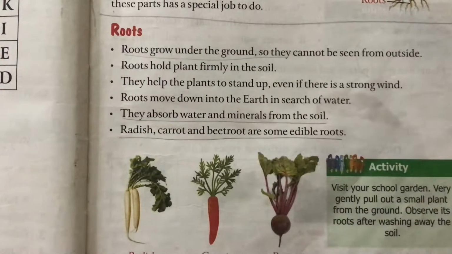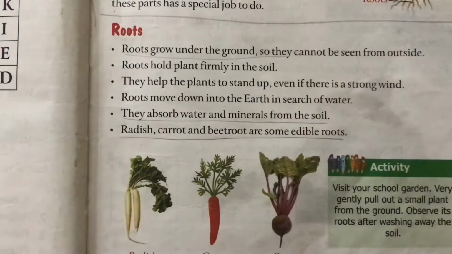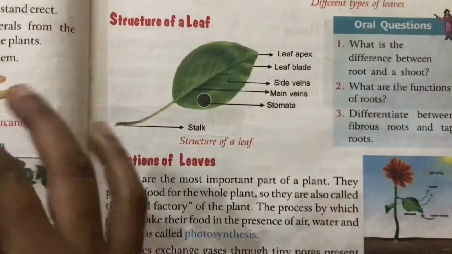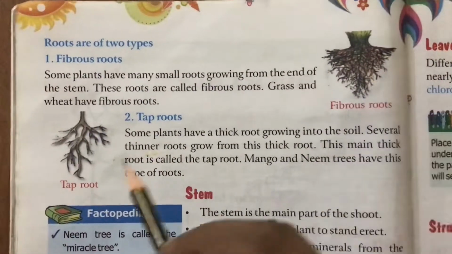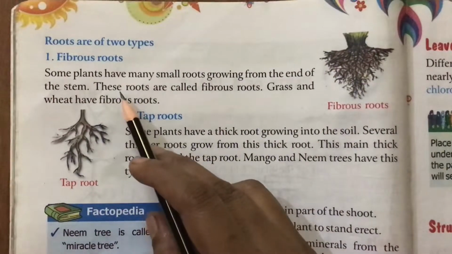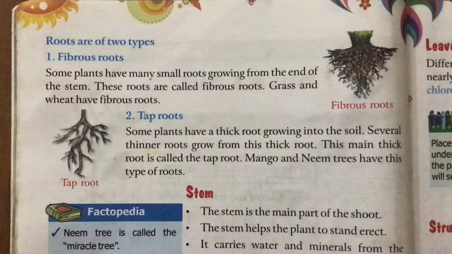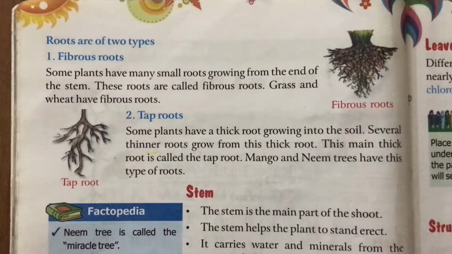Now there are two types of roots, children, that is fibrous roots and taproot. Come on the next page. As you can see in the picture, fibrous roots and taproot. Can you see the difference in the picture? Yes, fibrous root. Some plants have many small roots growing from the end of the stem. They are fibrous root. And some plants have thick root growing into the soil. They are called taproot, as you can see in the picture.